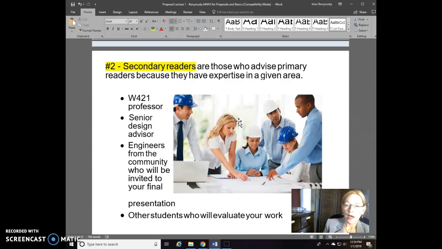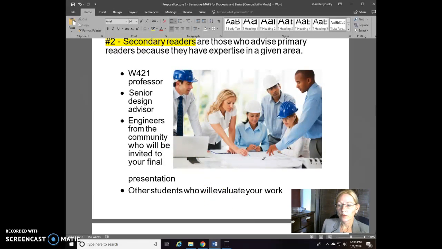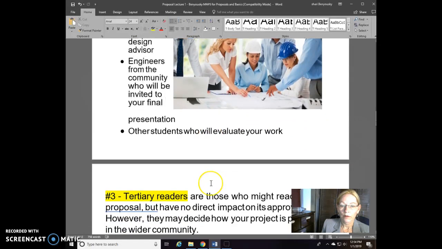In this case, I am also your secondary reader because I'm giving you advice on how to put this together and helping you make it work together. Your senior design advisor is also one of these. You might consult with engineers from the community, so they might also be secondary readers. And obviously other students in this class whom you work with will fit in that category.